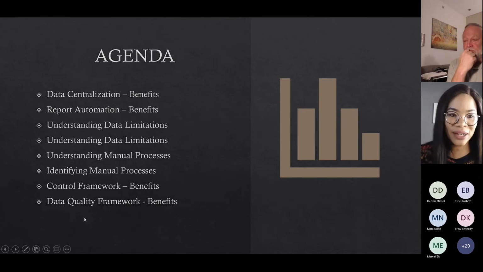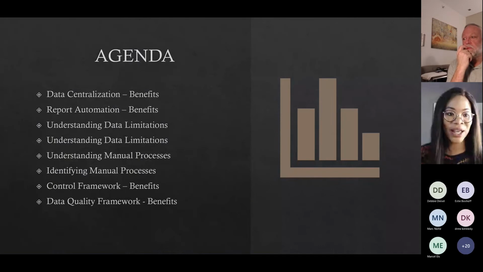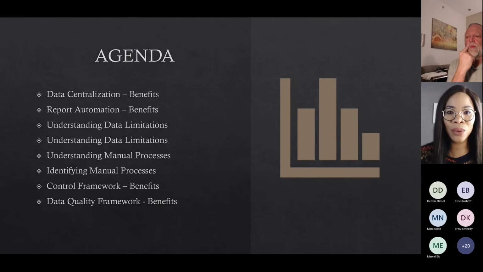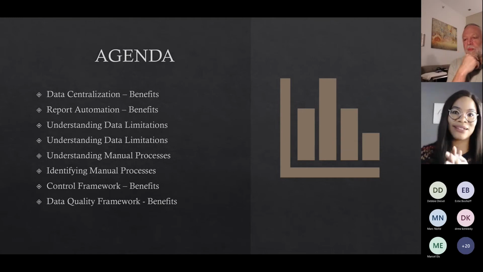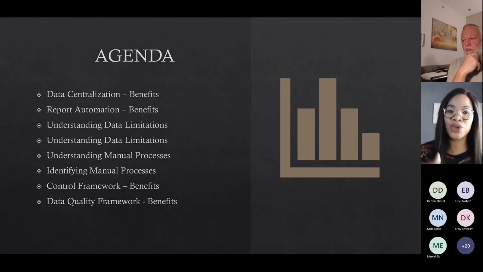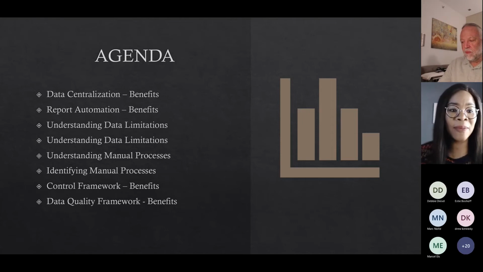Okay, so this is just the agenda of the day. We'll speak through the data centralization and the report automation benefits. And remember, when I'm saying benefits, I'm not talking about the how, because it would take an entire year or an entire month to discuss the how part. We're just going to be talking about the benefits, and the more you understand the benefits, the more you're going to be interested in implementing and understanding the how part of it. And also because we need to understand the data limitations.